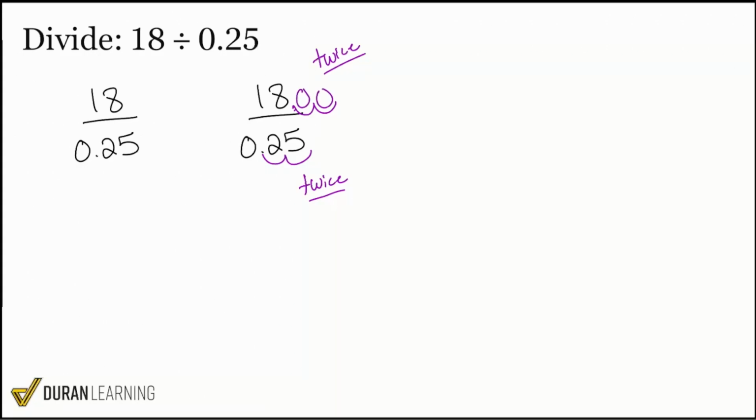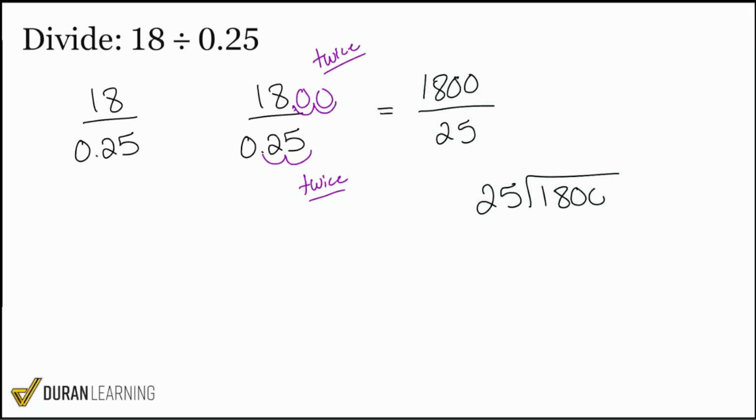So what we essentially have, everybody, is 18 over 0.25 is the same thing as 1800 divided by 25. That's what the math says. That's what your rules of fractions tells you. That's what makes this so much easier than thinking about that decimal. So with that, let's do it. Let's set up the long division, 25 going into 1800 right over here. And so let's plug it in. Here we go. So 25 can't go into 1, doesn't go into 18, but it does go into 180.